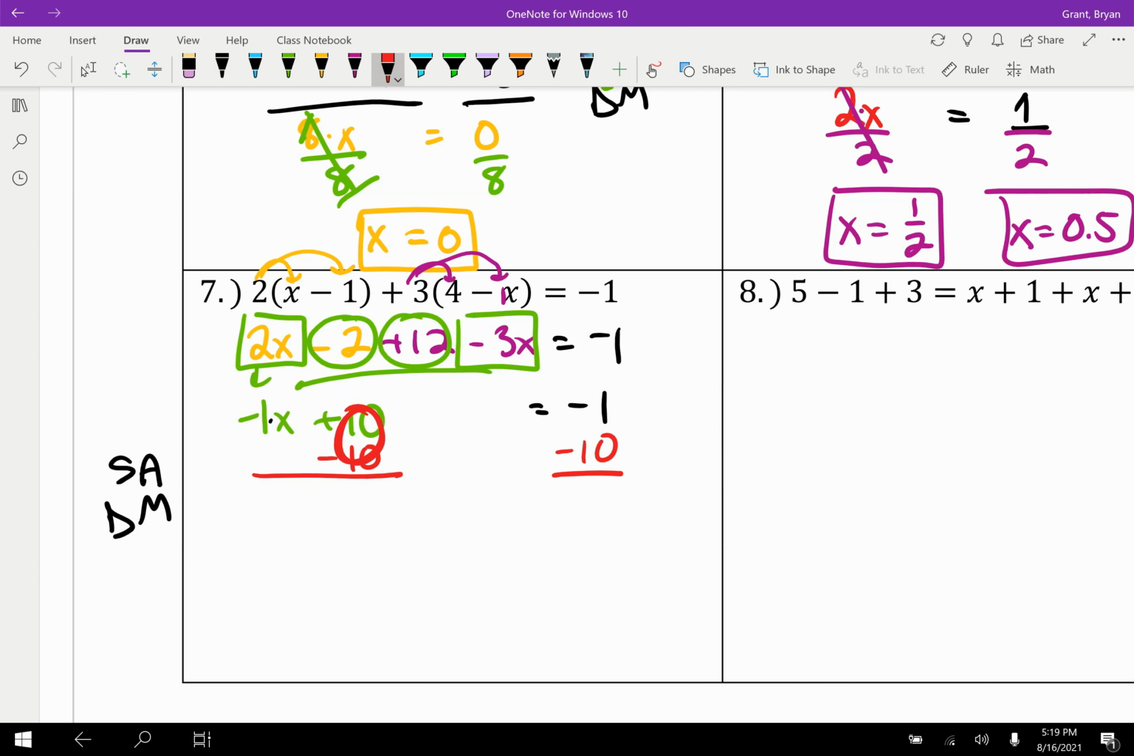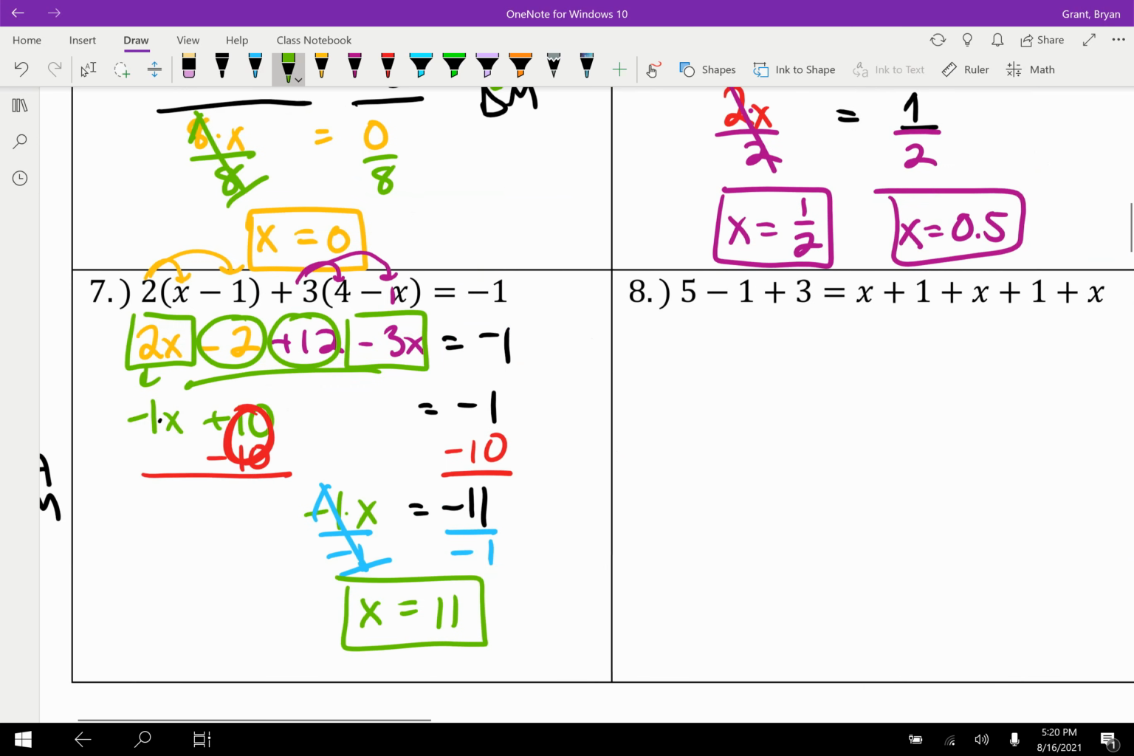Okay. This leaves me with negative 1x, and on the right side, negative 1 minus 10 more is negative 11. We're almost done, but we need to get rid of that negative 1, so we should probably divide it off as it's multiplying by x. This makes 1. It leaves us with x equals a positive, because a negative divided by a negative is a positive. Anything divided by 1 is itself. All right, 2 to go.